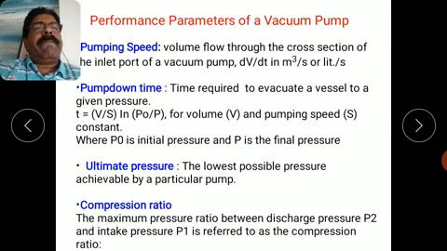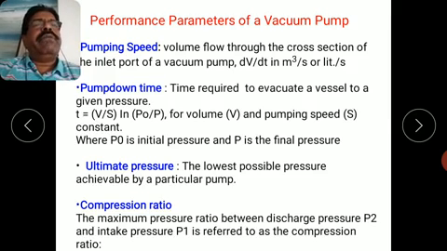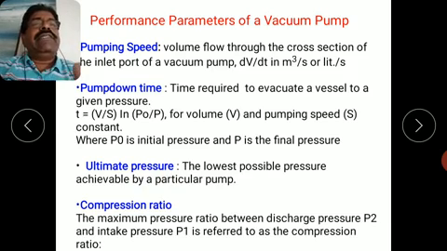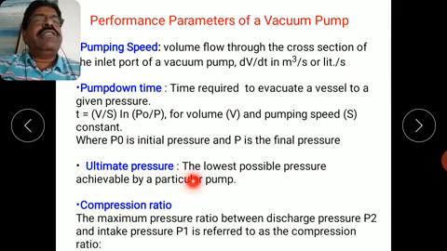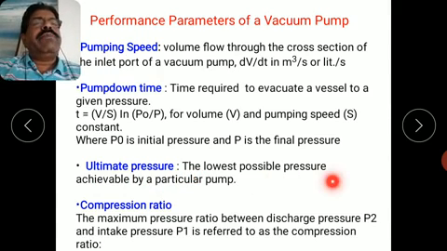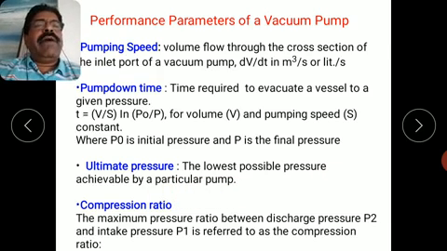What is ultimate pressure? For any vacuum pump, this is a very important parameter. Ultimate pressure is the lowest possible pressure achieved by a particular pump. Certain cases may affect the standard parameter of any particular vacuum pump which is given by the manufacturer. If you do not operate it under suitable conditions, this ultimate pressure parameter may be affected. So you must know what ultimate pressure is: under ideal conditions, the lowest possible pressure achieved by the particular pump.